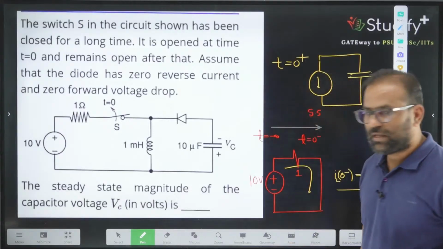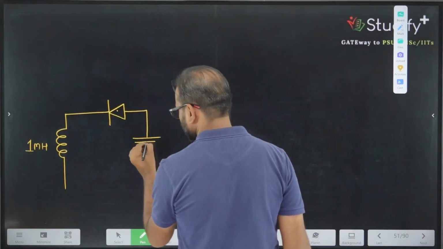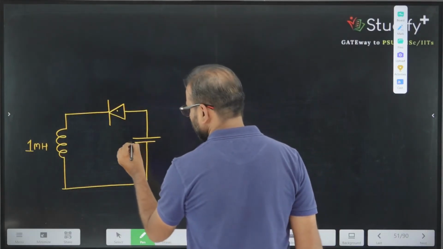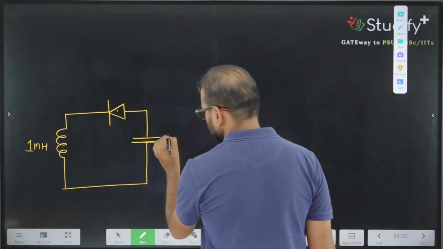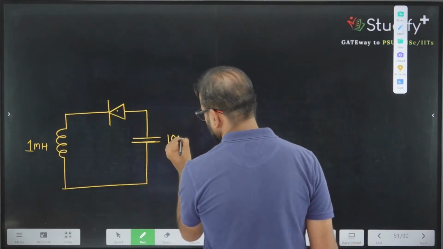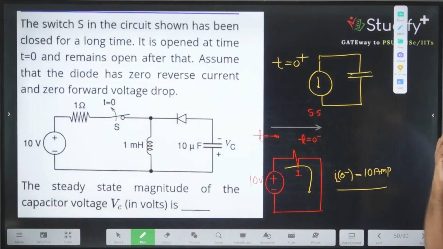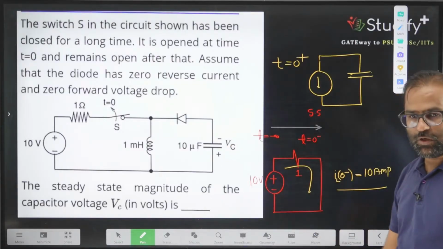Then what we are having? One capacitor. And what is the value of the capacitor? The value of the capacitor here is 10 microfarad. What else is given? Okay, steady state voltage across the capacitor with this polarity.